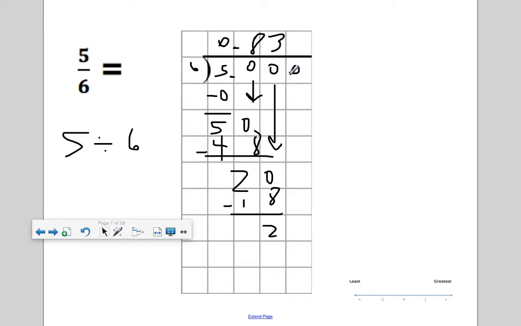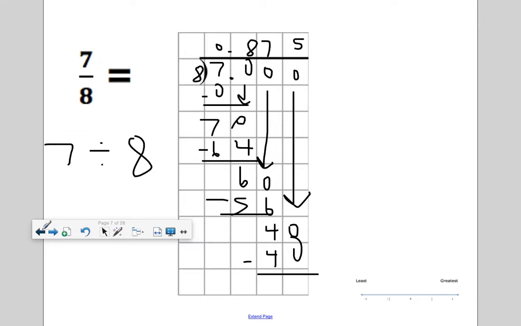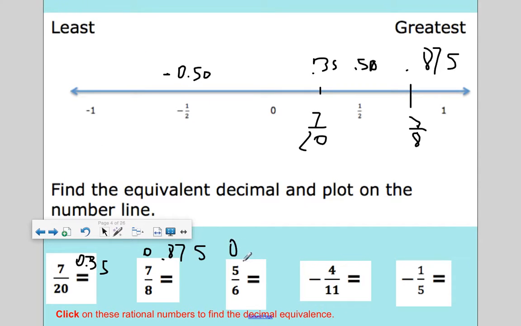Add another 0. Hold up. Didn't we just do this a few seconds ago? How many groups of 6s go in 20? 3 groups. It repeats. Deja vu. So what number is repeating? The 3. So the decimal equivalent is 0.83 with the repeating bar notation on top of the 3, or I could write it like this. It's up to you. So 5/6 is a repeater.